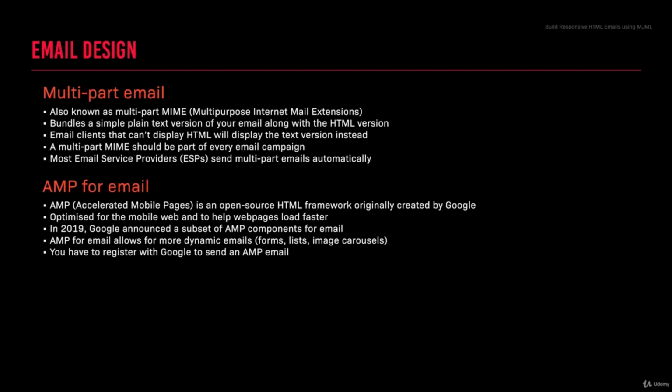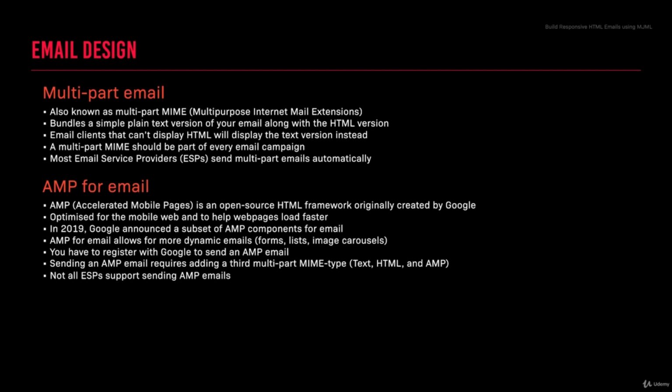However, not anyone can send an AMP email. You have to register with Google to send an AMP email. And if you're registered, sending an AMP email requires adding a third multi-part MIME type. So that would be text, HTML, and then AMP. Not all ESPs support sending AMP emails, but the list of ESPs that support AMP is growing. And at the moment, few email clients support AMP. That would be Gmail, Mail.ru, and Yahoo Mail.